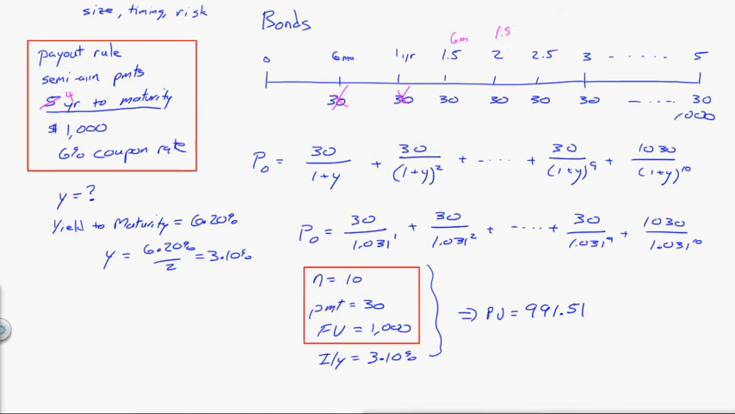This is now a year. This is a year and a half. This is 2 years. And that goes up to 4 years. So in other words, what we have now is n equal to 8. The payment is the same, $30. The future value is the same, 1,000.